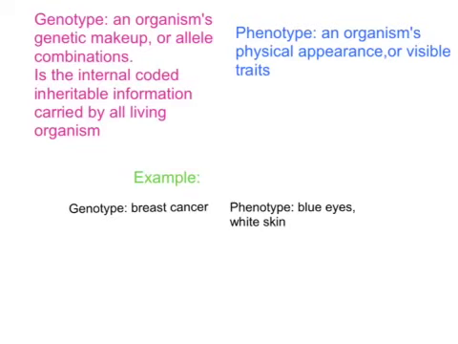Genotype: an organism's genetic makeup or allele combinations, the internal coded, inheritable information carried by all living organisms. Phenotype: an organism's physical appearance or visible traits. Example: genotype, breast cancer; phenotype, blue eyes, white skin, etc.